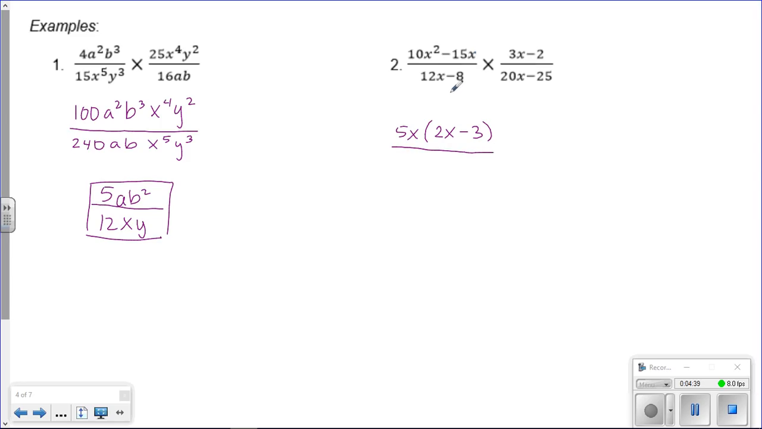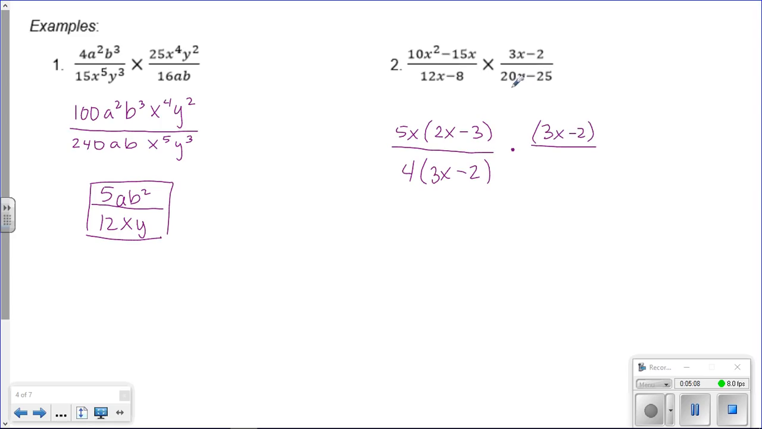All right, let's see if we can factor the denominator, 12x minus 8. Well, 12 and 8, what do they have in common? Hopefully you know they have a 4. So I have 4 times 3x minus 2. All right, times, and then I want to see if I can factor this one, 3x minus 2. There's no number that will divide into 3 and 2 evenly, so this one doesn't factor, so I just have 3x minus 2.